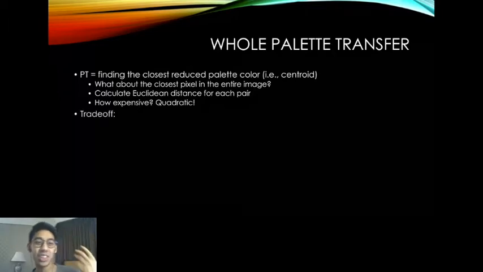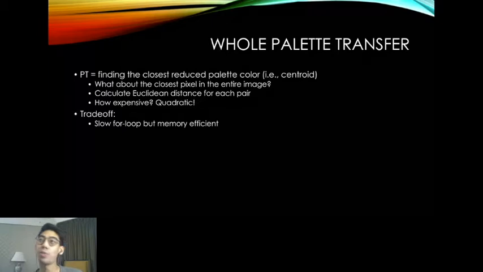So there's a trade-off, right? We can do a slow for loop. Look at one pixel, look at n pixels. Next pixel, look at n pixels. Next pixel, look at n pixels. Very slow, but it's memory efficient because you're only looking at one pixel at a time.